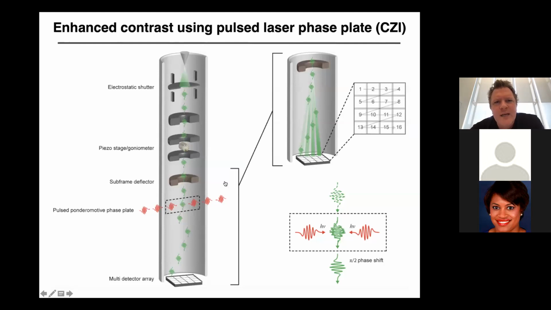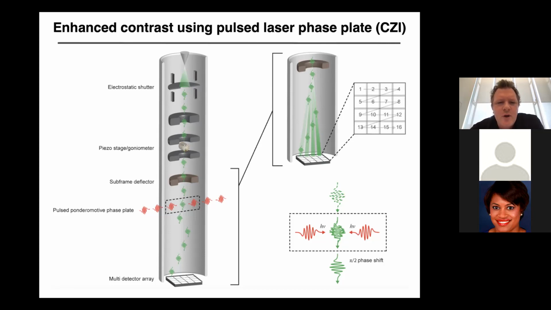I did say the contrast was pretty good in conventional cryo-EM. It could be better. We think it could be better. My lab recently got a Chan Zuckerberg Initiative grant in order to pursue this idea. One idea is that much like a Zernike phase plate, if you have some kind of post-specimen phase plate that would actually change the phase of the post-specimen beam, you would actually be able to enhance contrast. And so you would actually be able to see things more clearly.